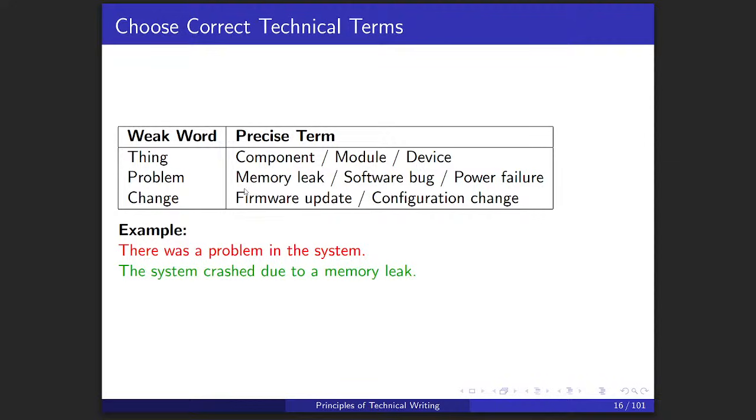Another example I have given: "There was a problem in the system." In which system, what problem? I'm not able to understand it, right? "The system crashed due to the memory leak." Now I'm able to understand it. This means if you are giving the words accurately and using these terms in a specific way, the reader also understands it very quickly and he may not get irritated. That is the main agenda of technical paper writing.